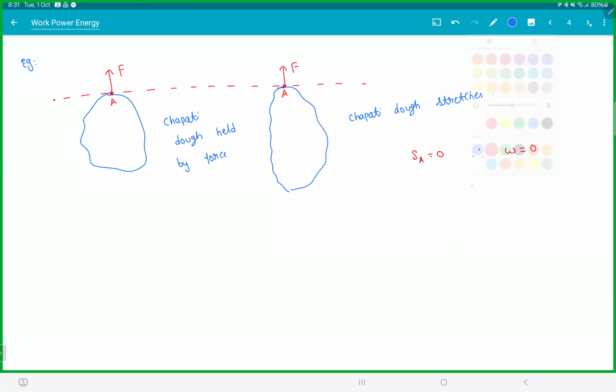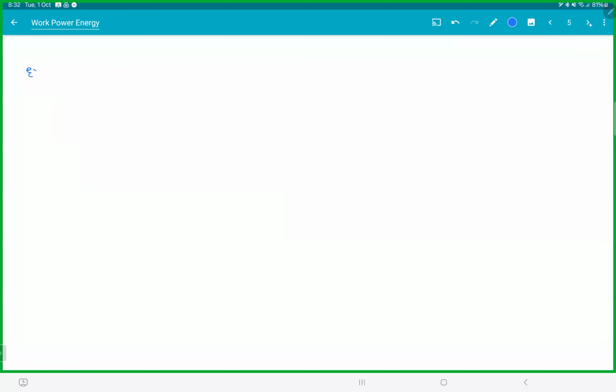Then who is doing the work? Gravity. mg was here. Work done by gravity is not 0. Gravity is responsible for stretching the chapati dough, not you. Is this making sense? If you're just holding the chapati dough and it is stretching on its own, you're not pulling it up. You're just holding it by force. You're not stretching it. Clear, everyone? Make sense? Let's see one more example. We have done this in foundation. You guys remember?